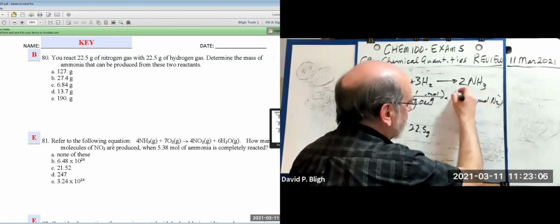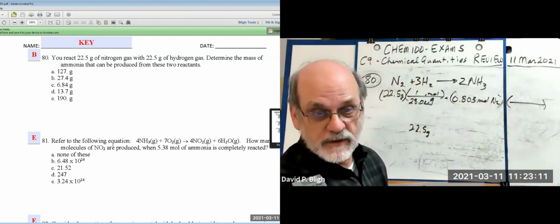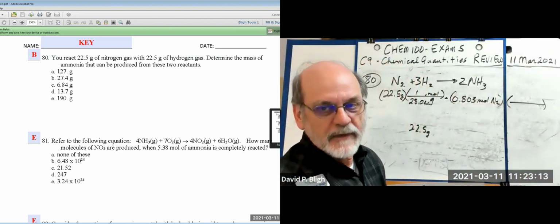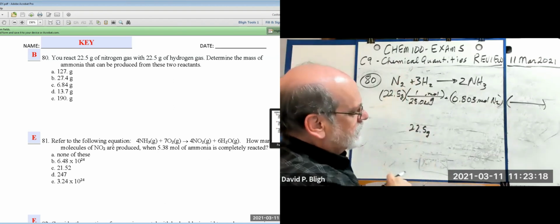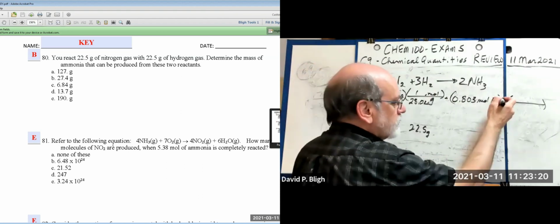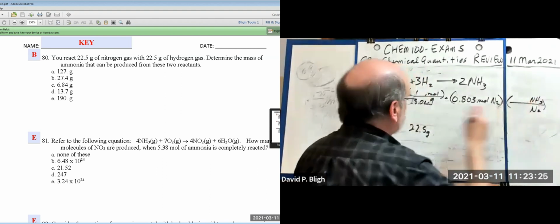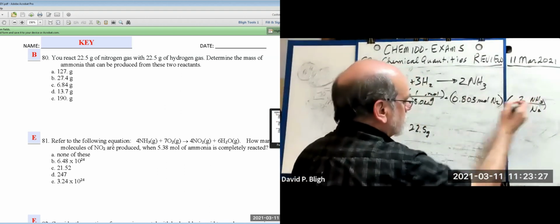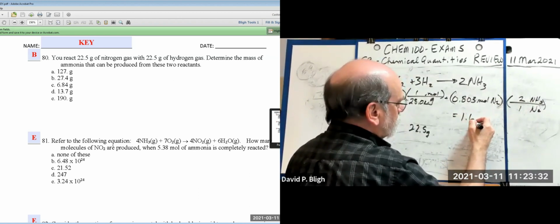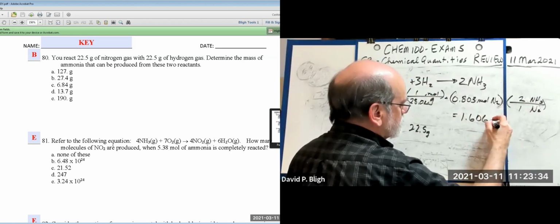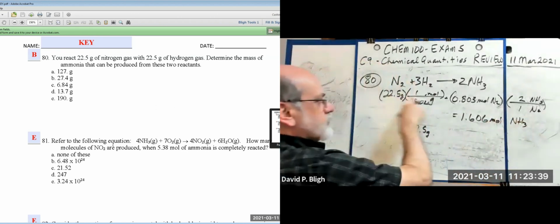And then we convert that to ammonia because the question says, determine the mass of ammonia that can be produced. We got to find the limiting reactant. We've got a definite amount of this and a definite amount of that. So one of them is going to run out. So N2 to NH3 ratio is 1 to 2. That means we have 1.606 moles of ammonia.